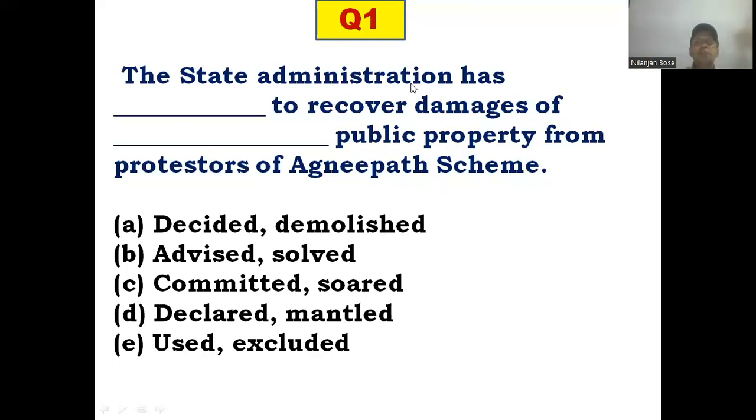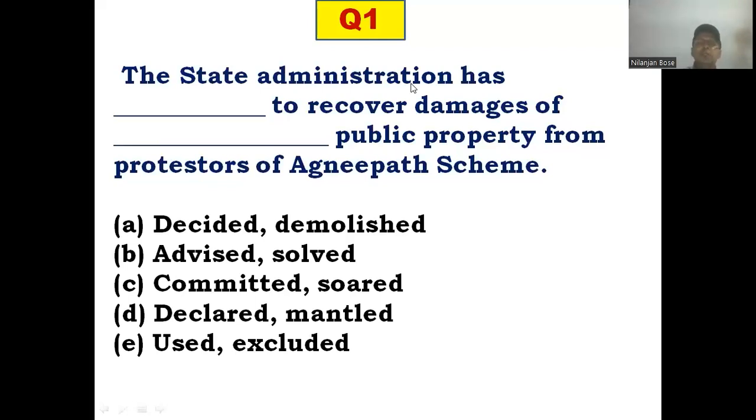The state administration has dash to recover damages of dash public property from protesters of Agnipath scheme. Now, if you look, the trick is very simple. You should not always focus on the first blank. Sometimes from the second blank, you can easily get the answer. Here, we are talking about the state administration. And what did the state administration do? It gave some order or took some decision.